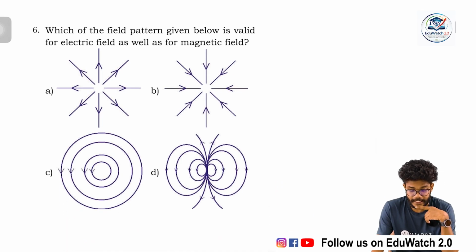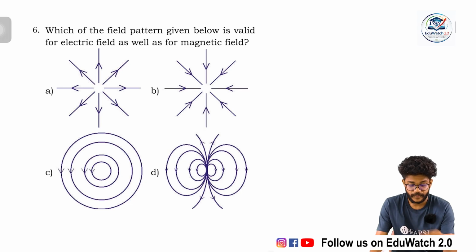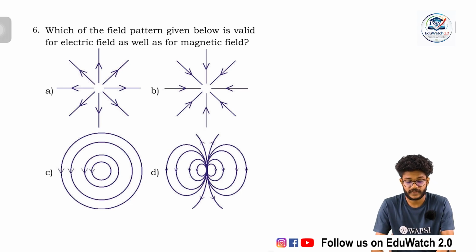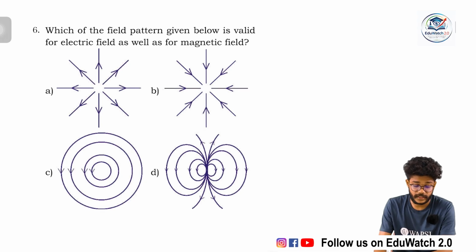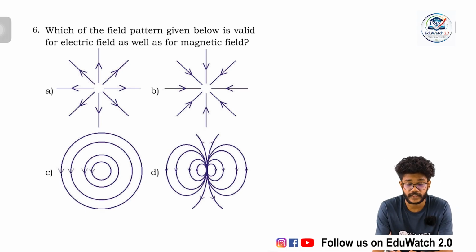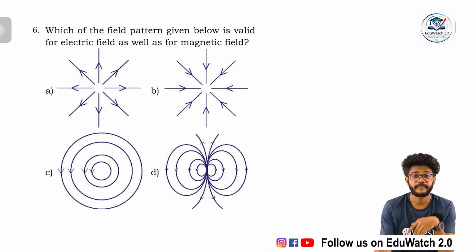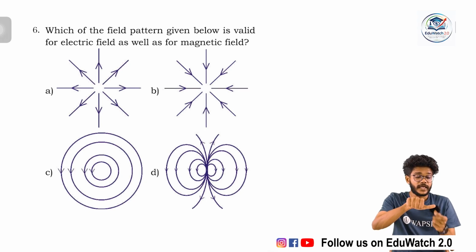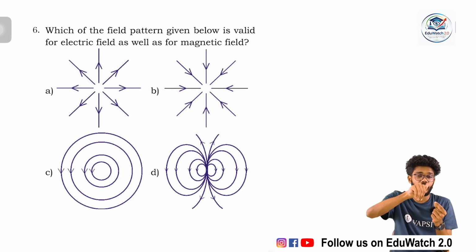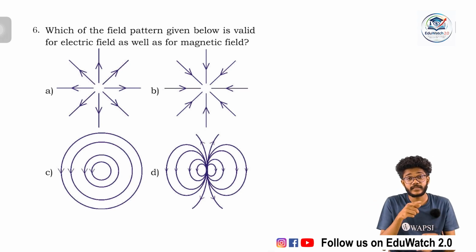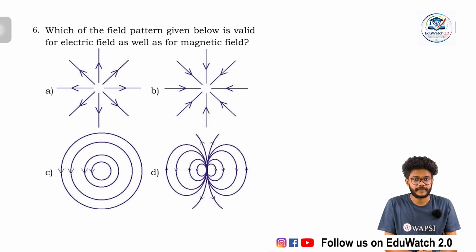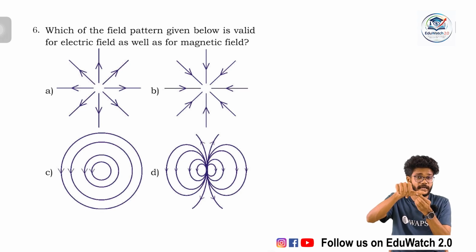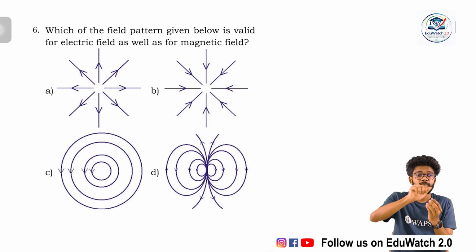Which of the field patterns given below is valid for electric field as well as for magnetic field? See, I already told you the right hand thumb rule. Place our hand like this or this. If this is the direction of current, this can be the direction of the curling magnetic field. And inside the solenoid the magnetic field is in a straight line. If this is the direction of magnetic field, this curling will be the direction of current.